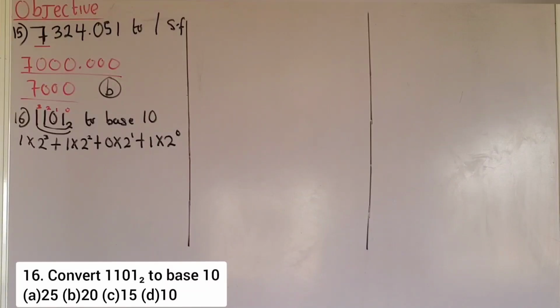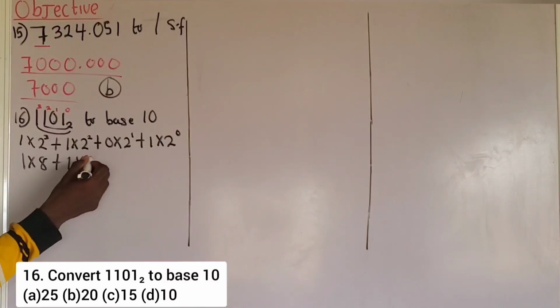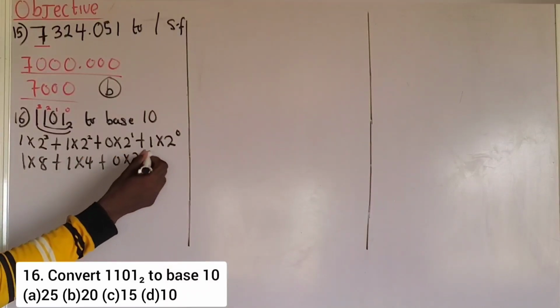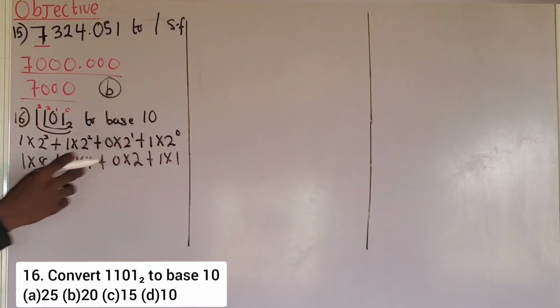Do you understand? Okay, having done that, let us simplify. 1 times 2 raised to the power of 3. 2 raised to the power of 3 is what? 8. You understand? Because 2 raised to the power of 3 is equivalent to 2 times 2 times 2. Okay? So I'm going to have 1 times 8 plus 1 times 4 plus 0 times 2 plus 1 times 1. Okay? 2 raised to the power of 0 is 1.